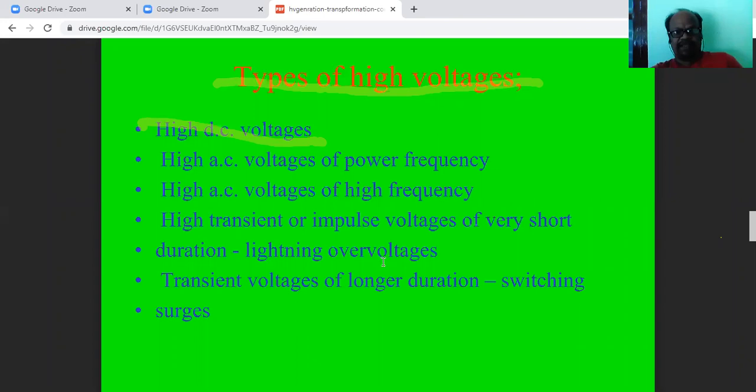Other types of high voltages are exclusively for transmission and for lightning overvoltages and transient voltages. So our intention is to study mainly high voltages of power frequency only.